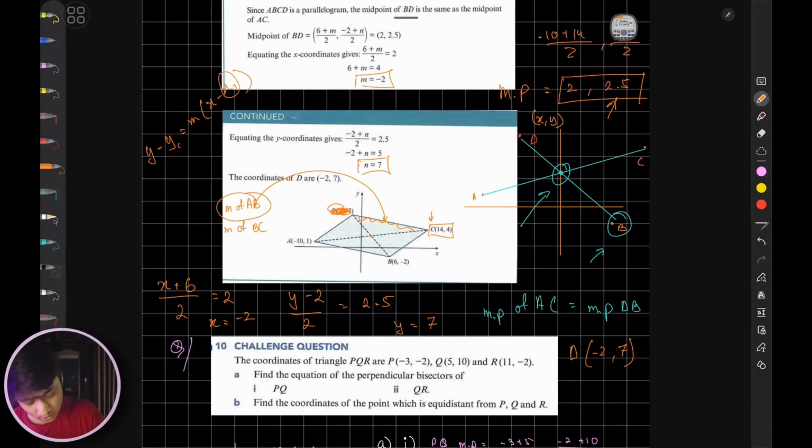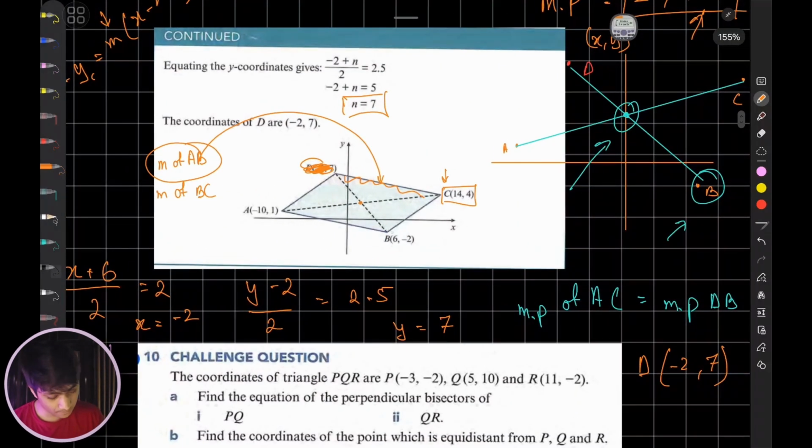X1 and y1, you're going to take the values, the coordinates of C and the gradient you already found out from A. The same thing you're going to do for this line. Where do you find the gradient of BC? So you find the gradient of BC and you take the coordinates of A and form an equation for this shaded line.